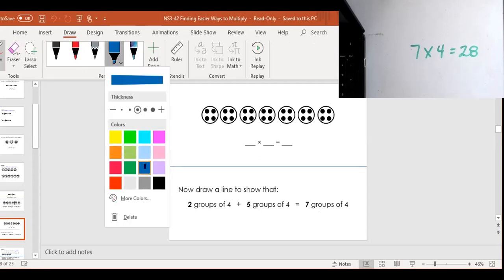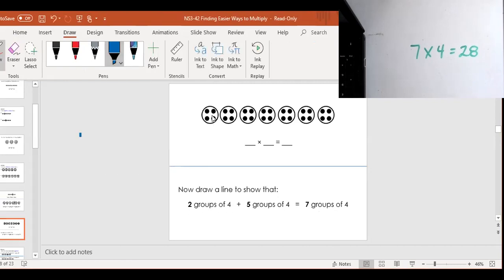Okay. So I've got to make 2 groups. Okay. 2 groups of 4. So 1, 2. Put my line there. And now I have 1, 2, 3, 4, 5. So I've just shown that 2 groups of 4 plus 5 groups of 4 is 7 groups of 4. I didn't change the groups. There's still the same amount of groups. But now I'm showing that 2 groups of 4 and 5 groups of 4 is 7 groups of 4.